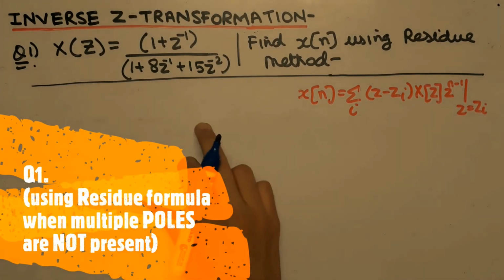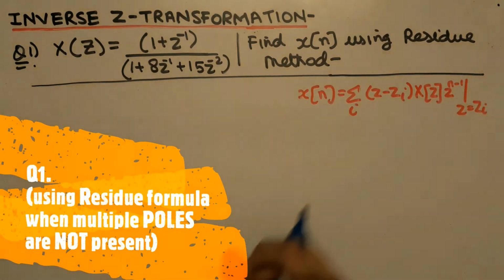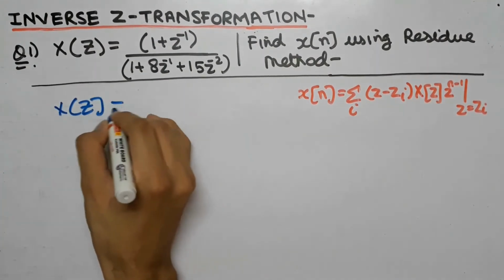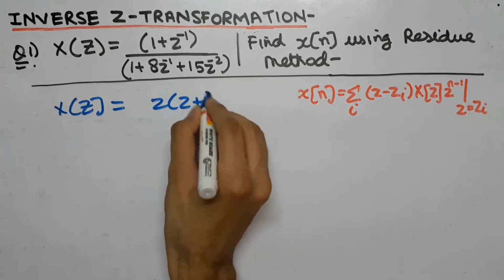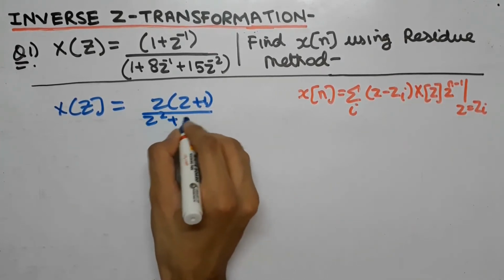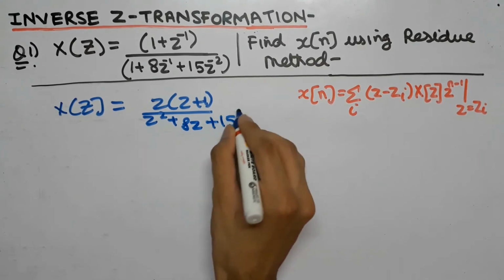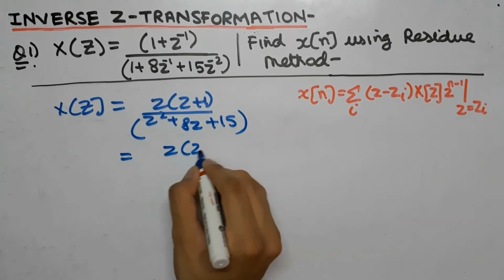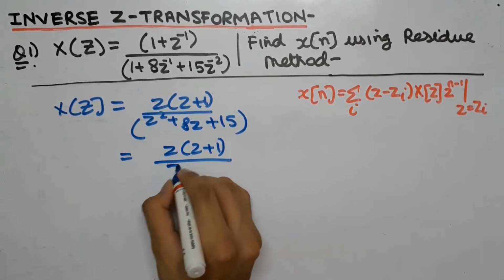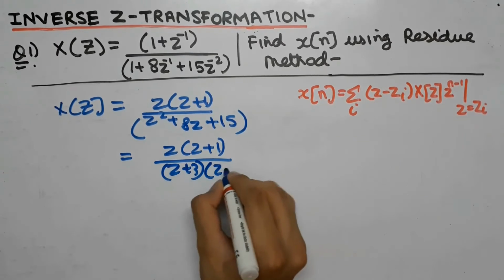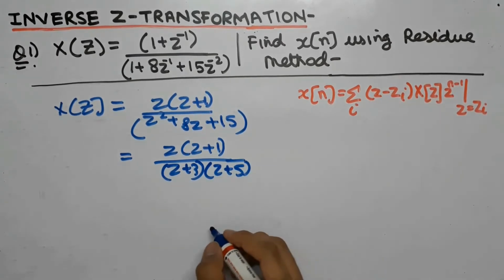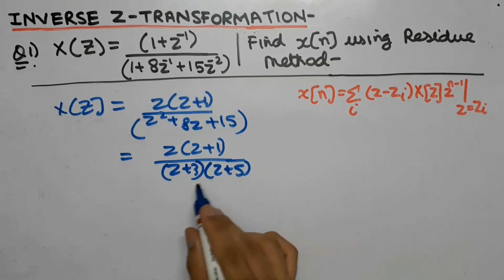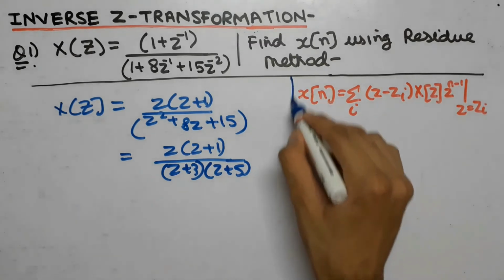Now guys, in question number 1 we have to find the value of xn using residue method. So first of all we are going to rearrange this. That is, on rearranging we will get z into z plus 1 upon z square plus 8z plus 15. On further solving this equation in the denominator, you will get z into z plus 1 upon z plus 3 into z plus 5. Now guys, you will notice that we do not have any multiple poles. That is, z plus 3 and z plus 5 are to the power 1. So we will use this formula.